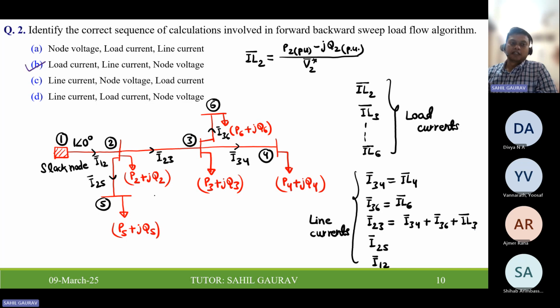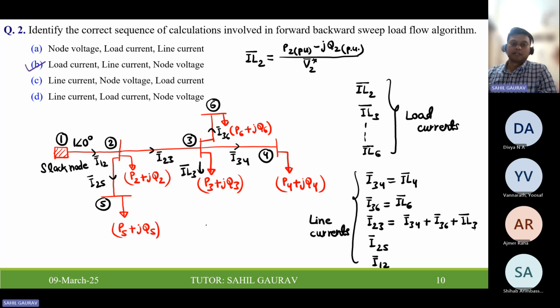And after knowing the line current, you know the voltage at the node. Sir, I have one doubt. How is I23 coming? I23 is equal to I34 plus I36, okay. And then this IL3, how is it coming? This is IL3. Okay, got it. That means summation, KCL. Yeah.